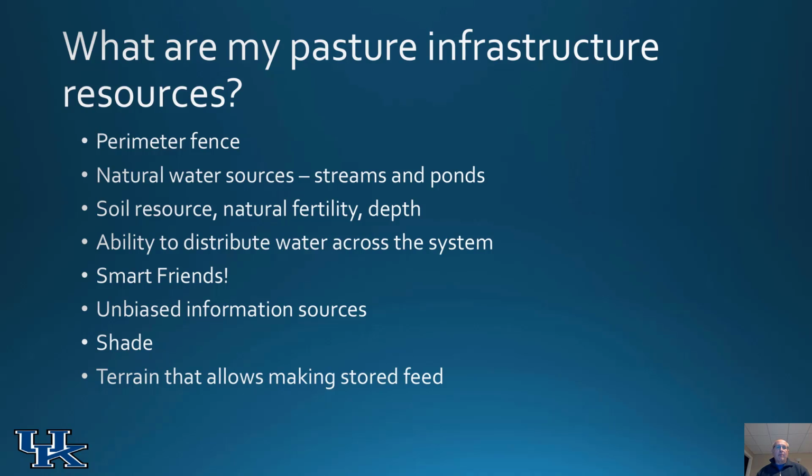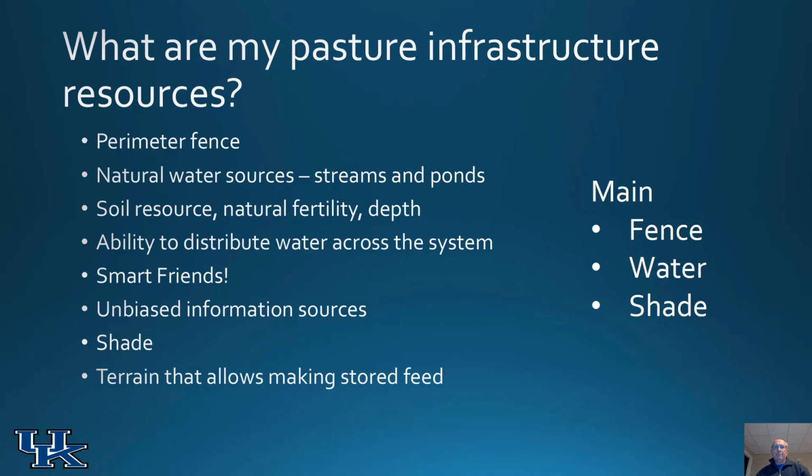Of course, unbiased information sources are important to have, and these can be from the Extension Service at UK or another public land-grant university or other public university, but it could be a trusted commercial representative that has proven to have your interests at heart and not commercial interests. Shade is going to be an infrastructure resource, of course, and terrain that allows for making stored feed is going to be good because that is going to be something that allows us to manage pasture better.